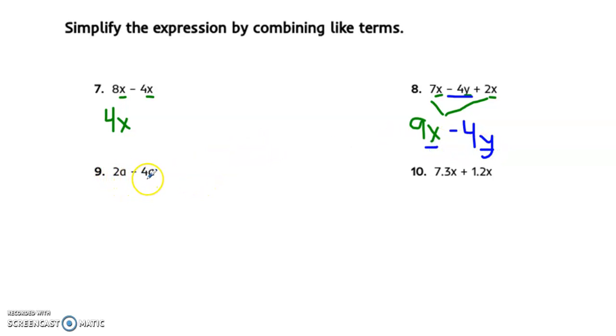2a minus 4a will give us minus 2a. These both have x's, so we can just add 7.3 and 1.2, which will give us 8.5x.